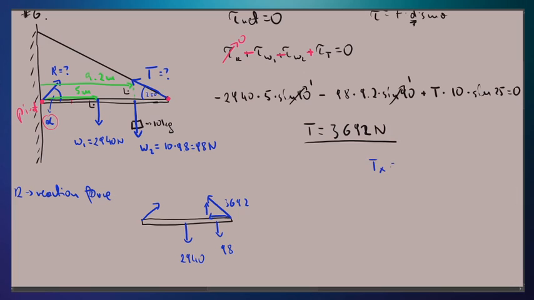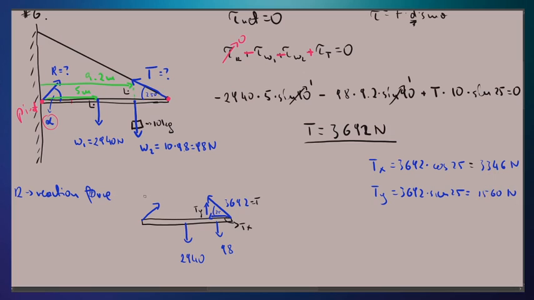So Tx would be 3692 times the cosine, nope, times the sine. Yeah, actually times the cosine. The X is with the cosine, times the cosine of 25, because here's where I have 25 degrees. So I can find Tx, this is Ty, and this here is just T. I can calculate Tx, and I can calculate Ty, which needs 3692 times the sine of 25. Let's see what this is. All right, so Tx is 3346 and Ty is 1560.